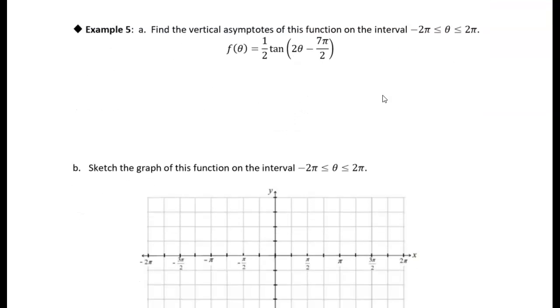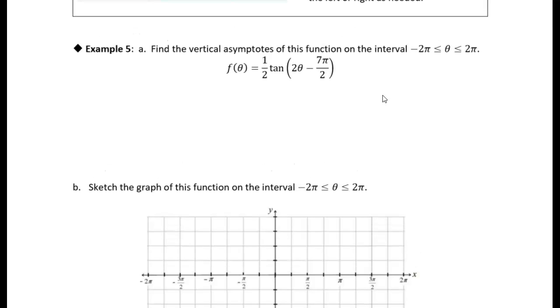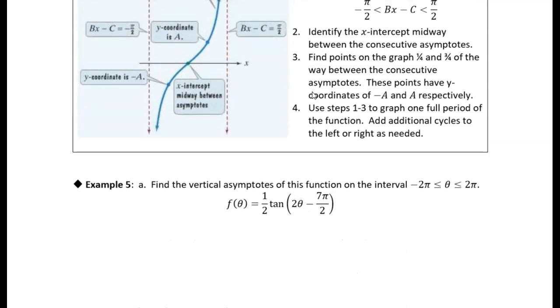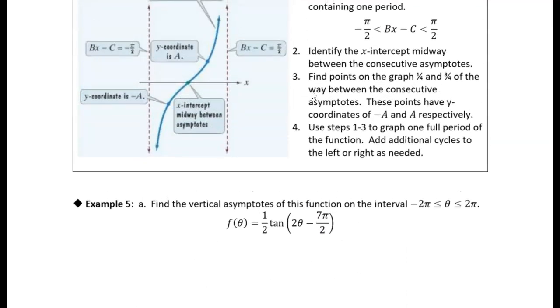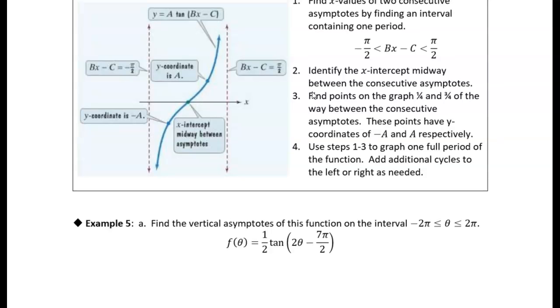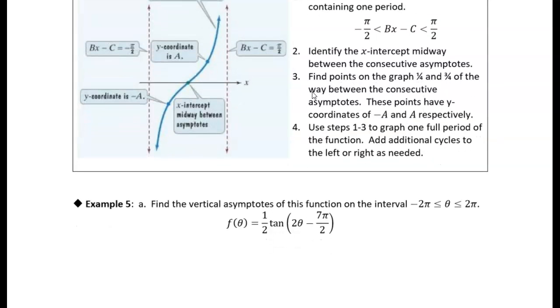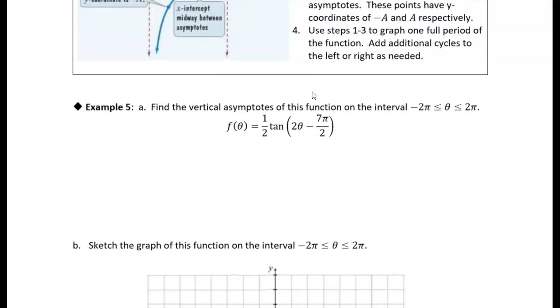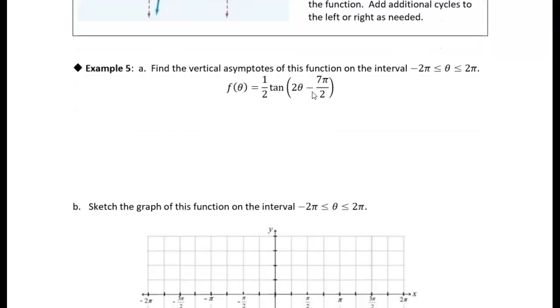So in example 5, we're given a function where we've got a number of different transformations. We've got 1/2 tangent of 2 theta minus 7 pi over 2. All right, there's a lot going on there. We want to graph this thing. So what I'm going to do is first of all look at the input to my tangent function, that bx minus c, and I'm going to solve this inequality for x, which will tell me where my asymptotes are.